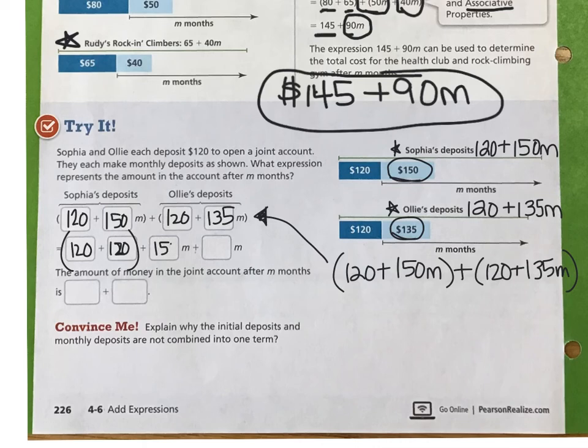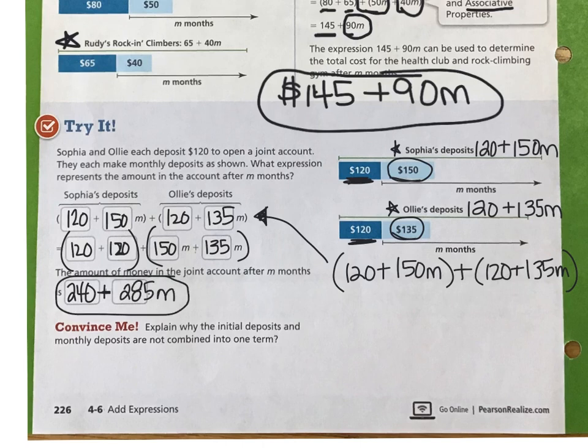And then we're going to put together the variable terms, which have the M, or the number of months since they opened that account. So when I put the terms together that are like terms, I get $240, which is how much went into the account between Sophia's deposits and Ollie's deposits, plus we get 285M, which is the amount of money that they are putting into that account each month. Now let's take a look at example 2.